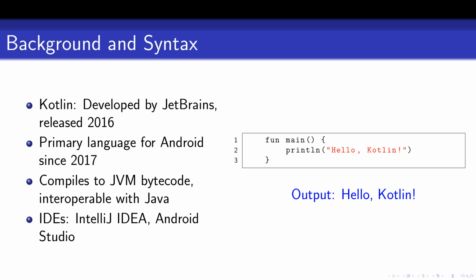Kotlin, developed by JetBrains and released in 2016, is the go-to language for Android development since 2017. It compiles to JVM bytecode, making it interoperable with Java, and is supported by IDEs like IntelliJ IDEA and Android Studio. The code example shows a simple program that prints "Hello, Kotlin" to the console, demonstrating Kotlin's straightforward syntax for getting started.